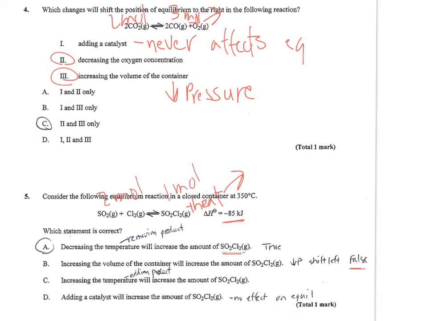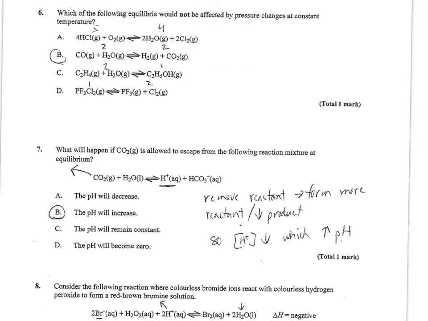Increasing the temperature will increase the amount of SO2Cl2. Well, if decreasing the temperature increased the amount of product, then this can't be, because this is like adding the product. So if you look at A and C, they can't both be true. And adding a catalyst, D, remember, a catalyst never affects the equilibrium. It simply affects the rate. So A would be my correct choice here.